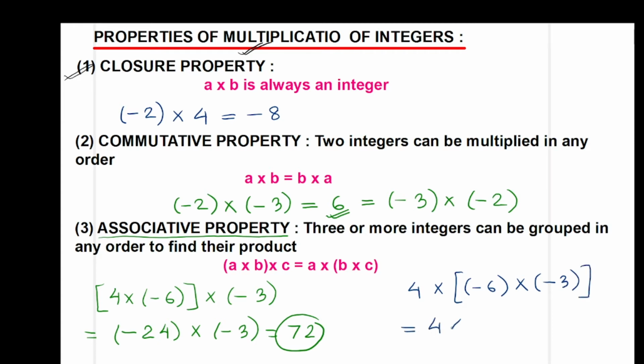Again, suppose we are multiplying 4 into, that means first we are doing minus 6 and minus 3. Then will we also get the same answer or not? Let's see. Minus 6 into minus 3 is plus 18. Then we will get 72. Is it the same? Yes. Both are the same. So that means integers satisfy the associative property under multiplication also.